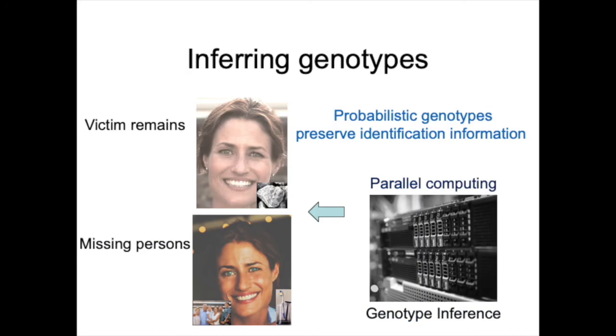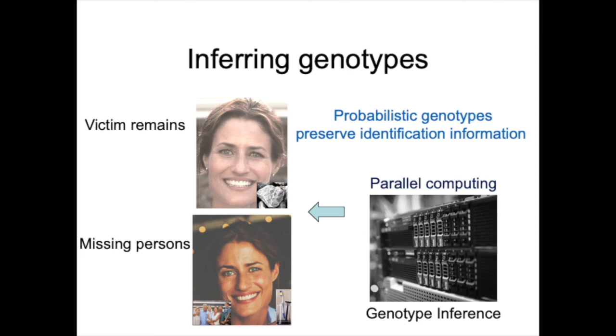For inferring genotypes, on the bottom right, we have our genotype inference being done by this parallel computing of 24 core processors. And by having parallelization, we can go a lot faster. In our office now, we can run 100 processors at the same time, which means we can solve 100 problems in the time it would have taken to do one. And this probabilistic genotyping preserves the identification information. It's not making choices, it's using all the data.